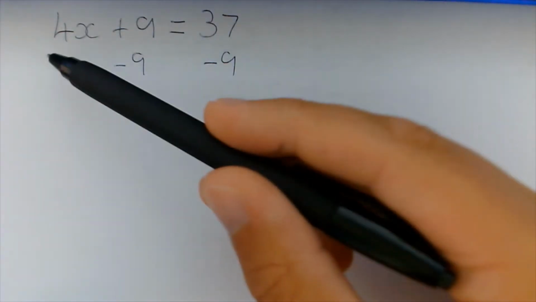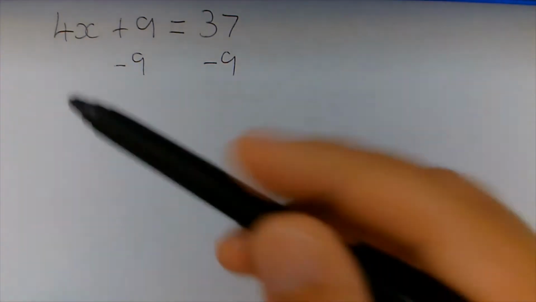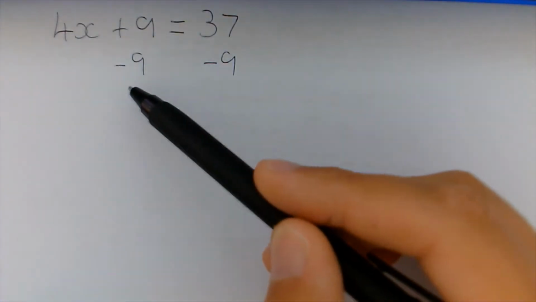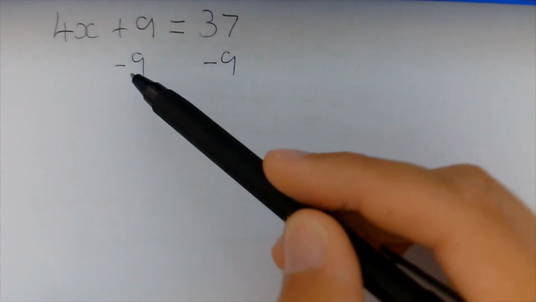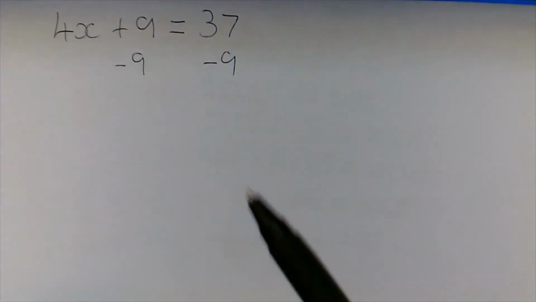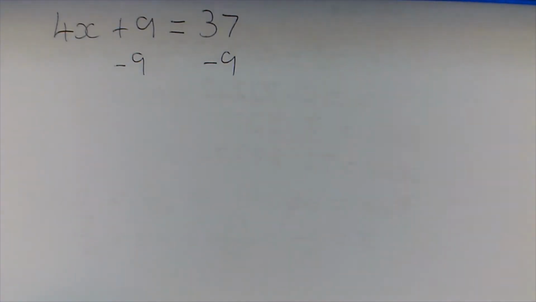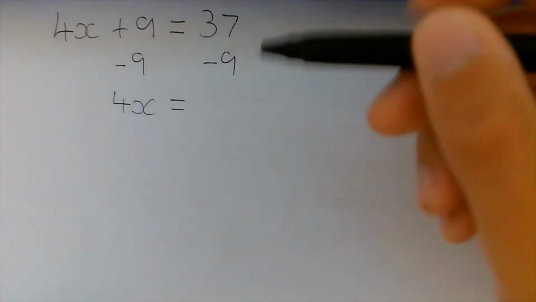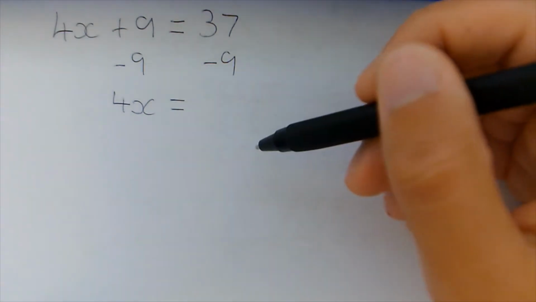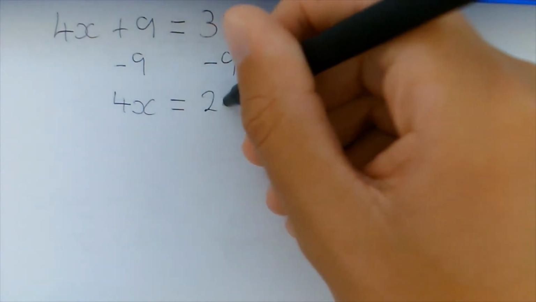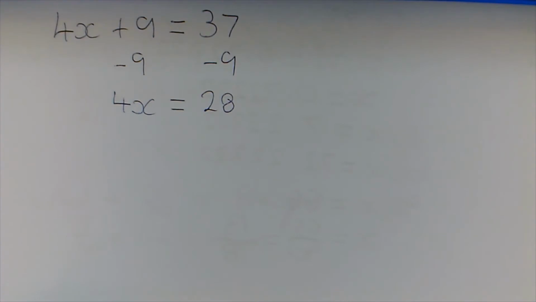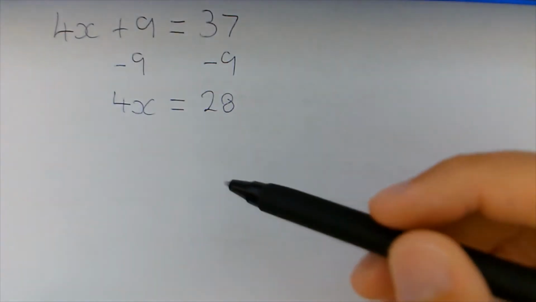So if we take away a 9 from the left hand side, we're doing 4x plus 9 take away 9. Well, if you add 9 and take away 9, you're really just going nowhere. If you add 9, take away 9, you get back to where you started. So we're just left with 4x. And then on the right, we've got 37 take away 9, and we'll be left with 28. So what we've got now is 4x equals 28.